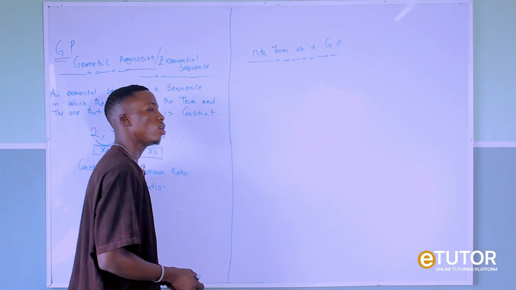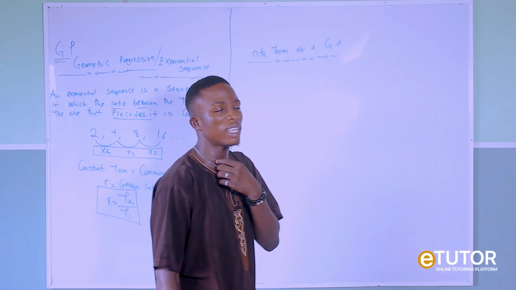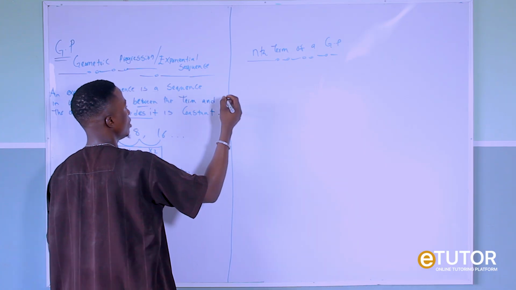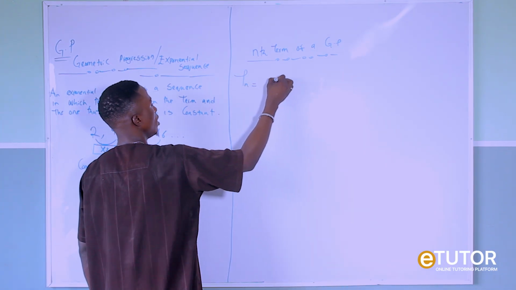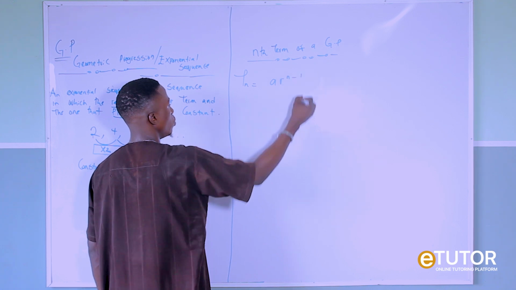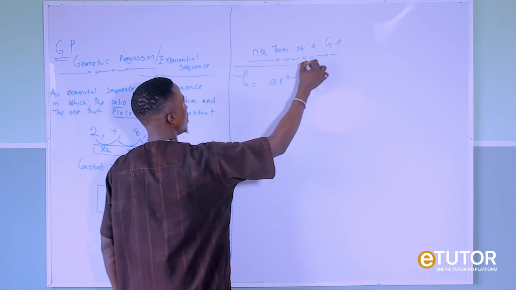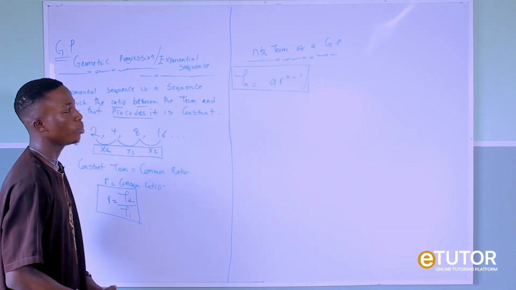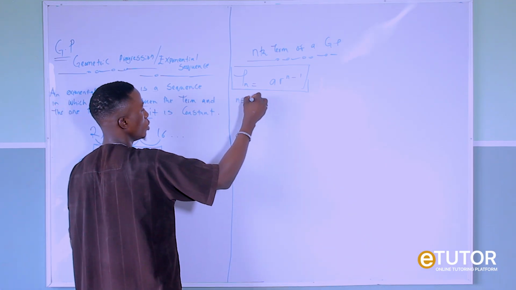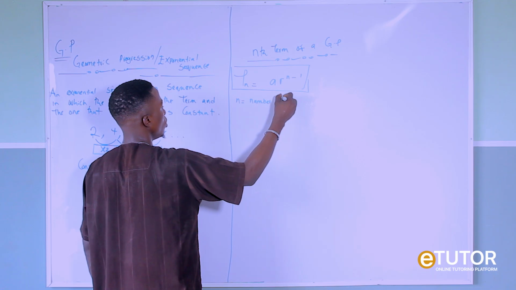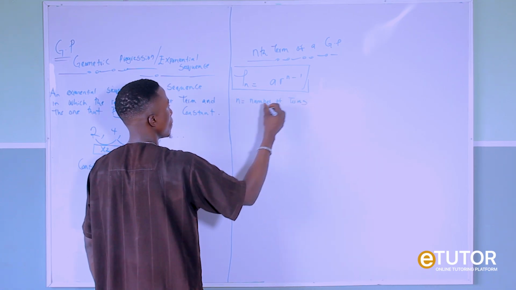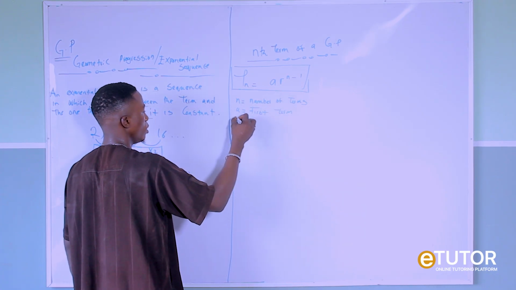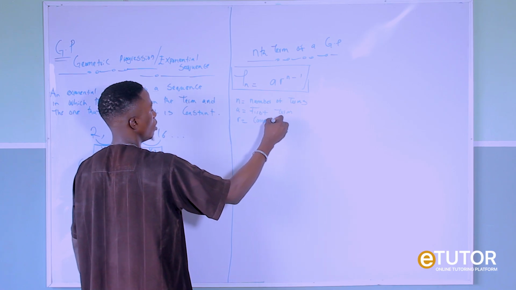Now, the nth term of a GP is a formula that can be used to find any term in that given GP. And the formula states this: Tn equals ar raised to the power n minus 1. This formula right here can be used to find any term in a given geometric progression. Where n equals the number of terms, a equals the first term, r equals the common ratio.